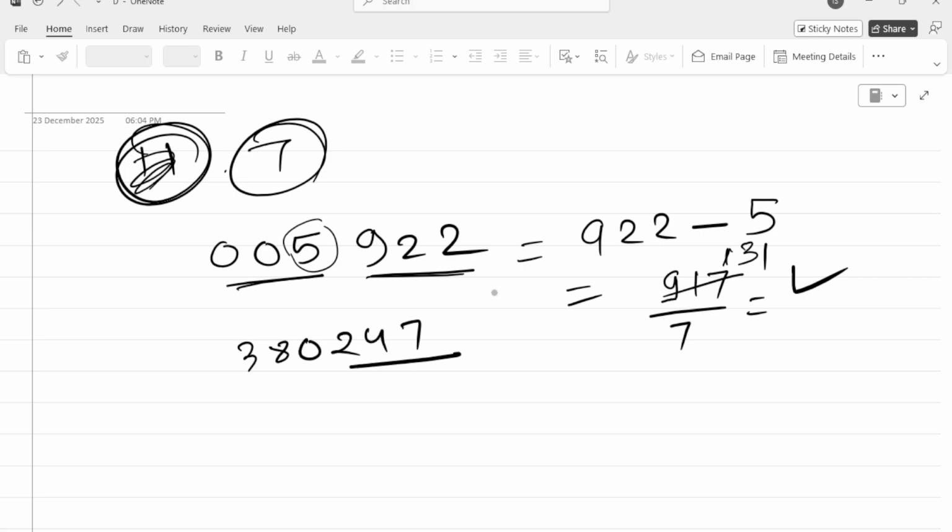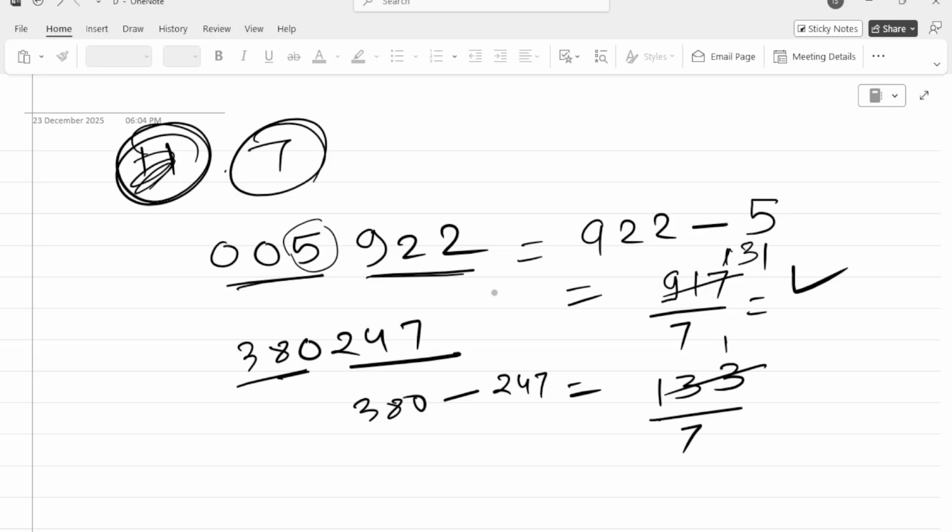I will give you 380247. Make the first pair of 3 digits. Now subtract them. Make sure to take the greater value first. In this case 380 is the greater value and the smaller value is 247. When we subtract, we get 133. Now check whether that is divisible by 7.